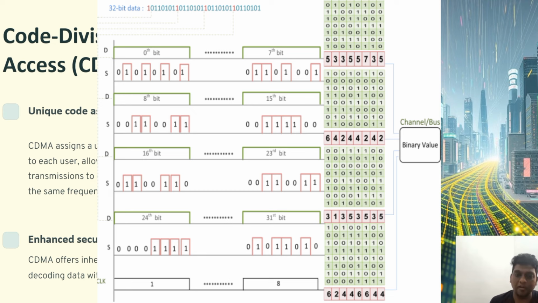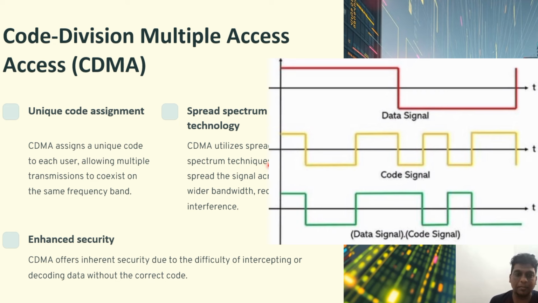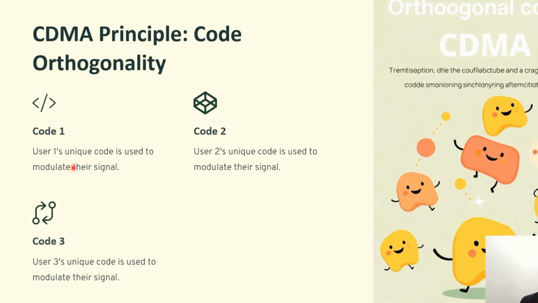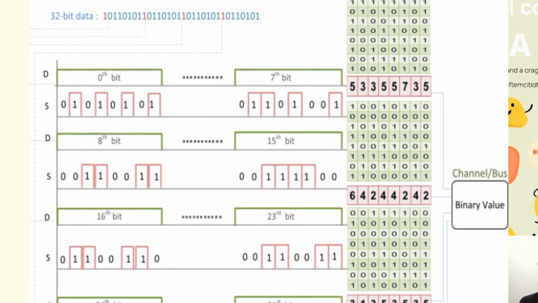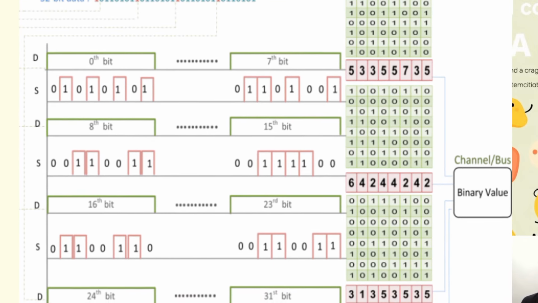With the help of spread spectrum technologies such as frequency hopping spread spectrum and direct sequence spread spectrum, the signal is spread across a wider bandwidth, reducing interference. Also, CDMA helps enhance the security of the method. User 1's unique code is used to modulate their signal. Modulation is the process of combining the message with the carrier signal. The carrier signal has a very high frequency range.